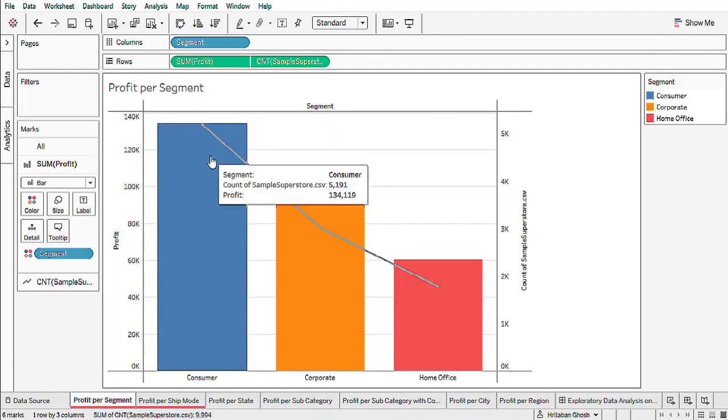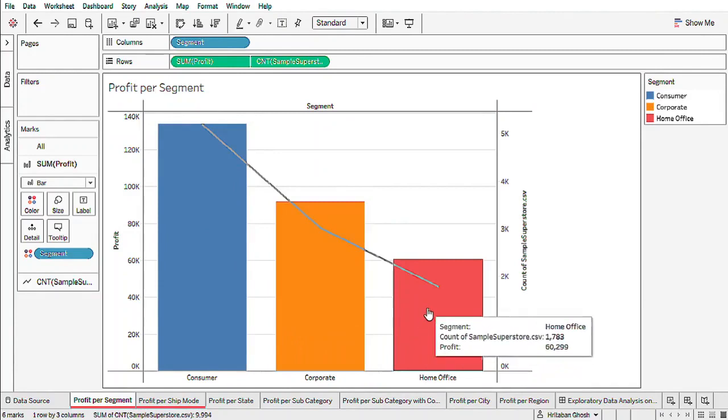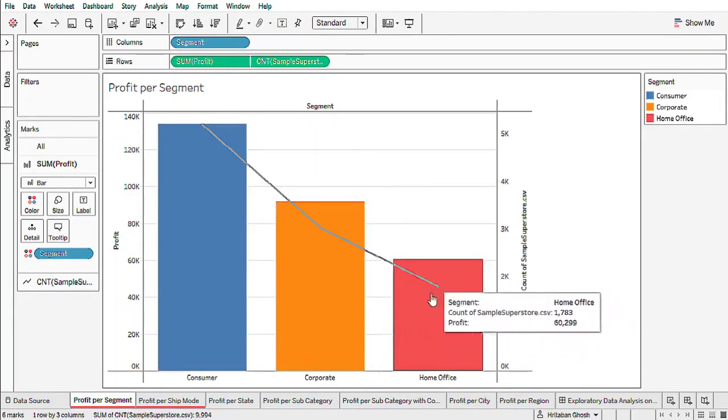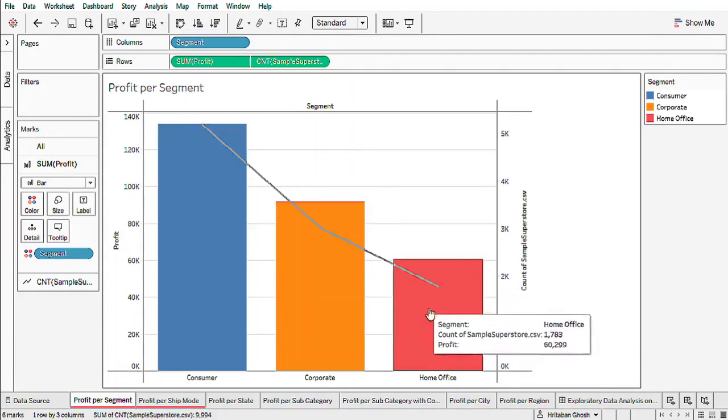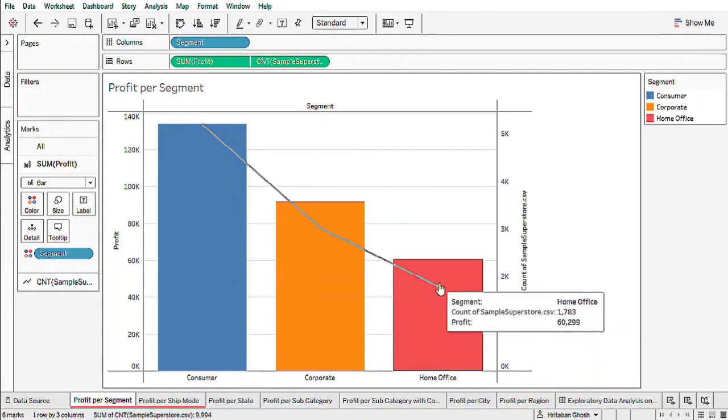We see that nearly 5,000 superstores contribute to the consumer segment, nearly 3,000 superstores contribute to the corporate segment, and nearly 1,000 superstores contribute to the home office segment. So as a result, the fewer the superstores contributing to a segment, the lesser the profit will be. So we cannot do anything about it. It is not exactly a problem here that the home office makes the least profit, because you can see that the home office has the least number of superstores contributing to that profit.